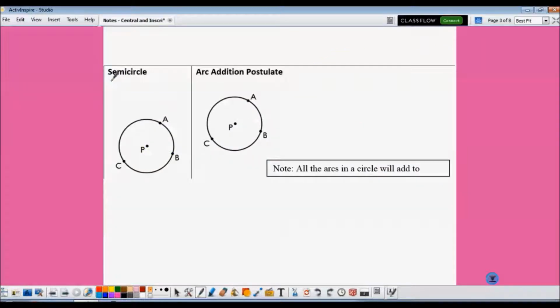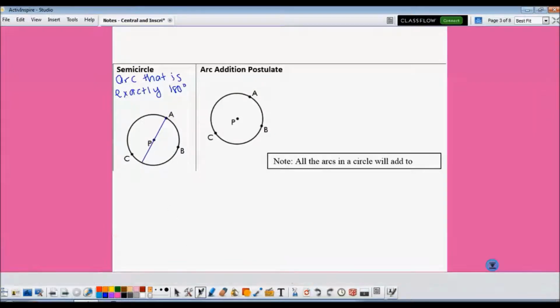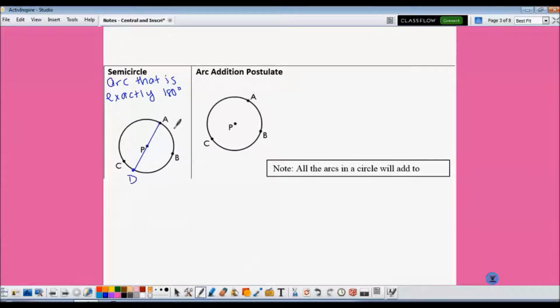A semicircle is an arc that is exactly 180 degrees. So let's say we have a diameter through the middle. I'm going to make this point D. Arc AD would be a semicircle. It goes halfway. It's 180 degrees. All the arcs in a circle will always add up to 360 degrees.